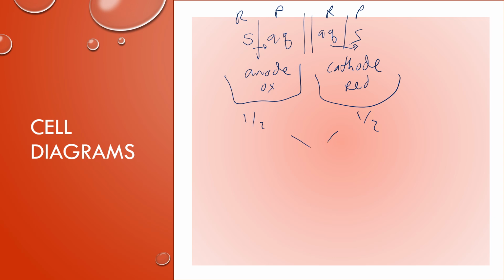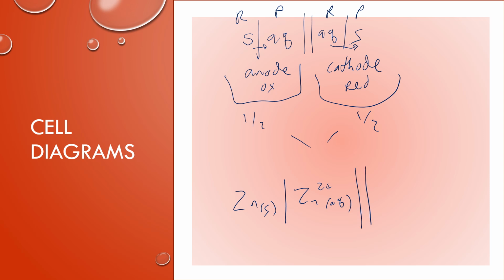So if we're going to write one for the zinc and copper cell that I drew on the previous page, the zinc was our anode. So we had our solid zinc, which lost its electrons to form zinc ions in the solution.